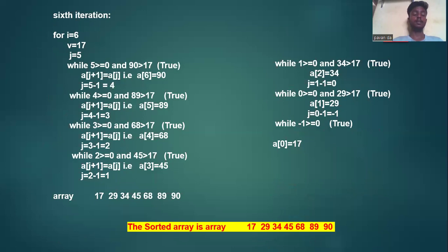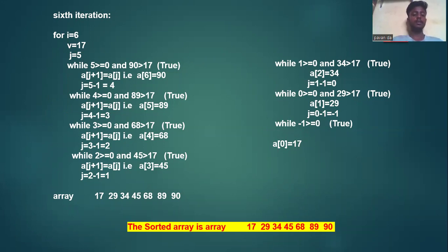Now this is the last iteration, the sixth iteration. So the first while condition is true, so a of j becomes 90 and j value becomes 4. And the second while condition is also true, so a of j becomes 89 and j value becomes 3. The third while condition is also true, so a of j becomes 69 and j becomes 2. And the last while condition is also true, that's why a of 3 becomes 45 and j value is 1.